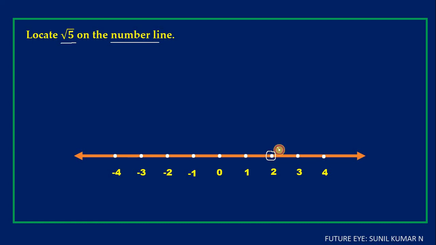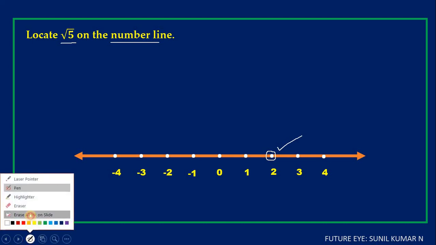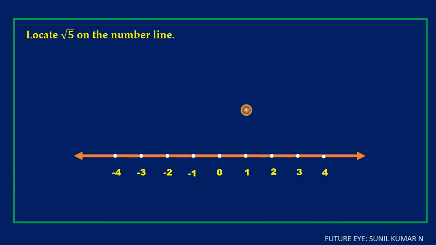This is the one small difference we can see for root 2 and root 5. When we constructed root 2, at 1 we drew the perpendicular line just like this. But here we are going to construct at 2. And this is the only difference we can see between root 2 and root 5. And remaining all will be same. So draw a perpendicular line at 2 by using your ruler and pencil.